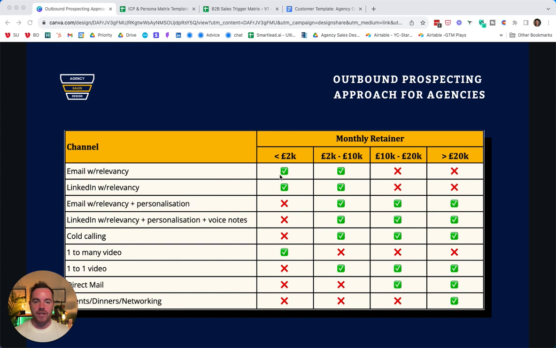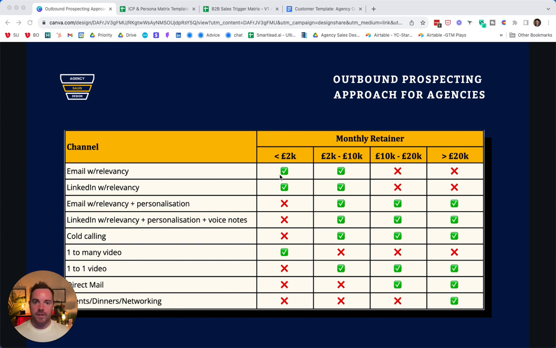Now on the screen, you'll see that there's a table and I've got a monthly retainer value. So let's just assume that these are 6-month or 12-month retainers and these are monthly amounts. So we've got less than 2K, 2K to 10, 10 to 20, and then more than 20K. On the left-hand side, I've got different channels, which I'll go through in a bit more detail shortly, to say whether or not I think they could be used and be effective or not, depending on that deal size. Again, very hard to give a one-size-fits-all answer, but hopefully this gives you a good starting point when it comes to thinking about your outbound prospecting approach.